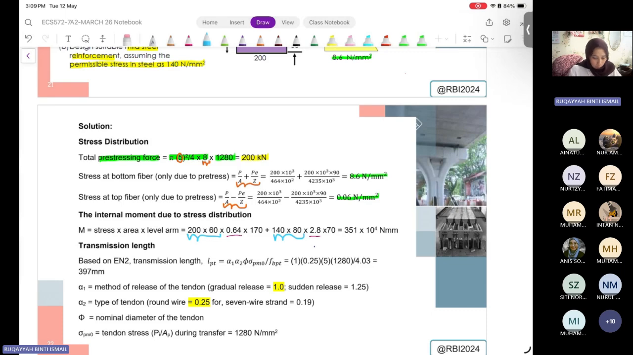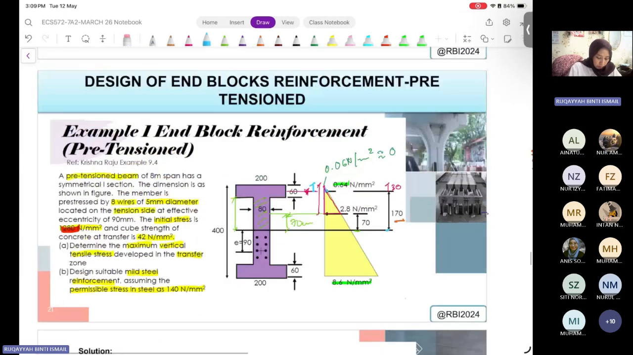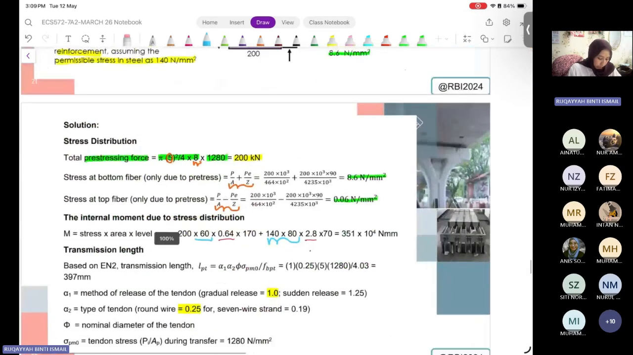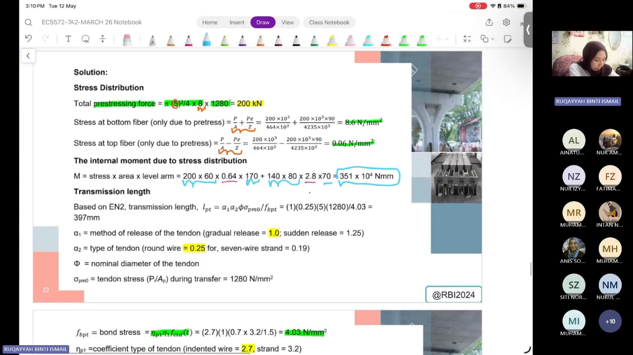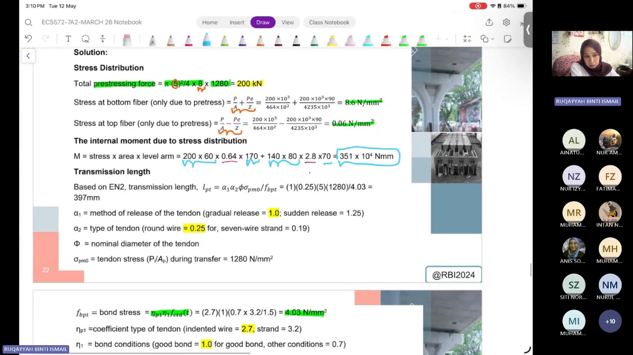The force is multiplied with your lever arm. The lever arm will be taken as 170 from your neutral axis and 70 to your neutral axis. So then you will get 170 and also 70. So the total moment required for the beam, caused by the tendon forces or the tendon stresses, will be equivalent to 351 times 10 power of 4 Newton mm. That is your internal moment due to the stress distribution.